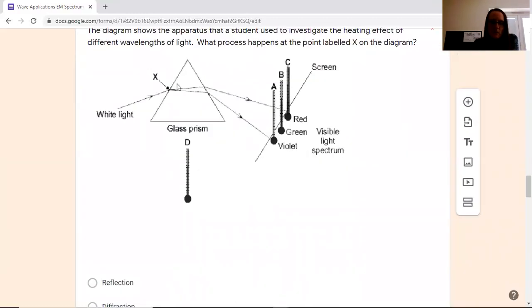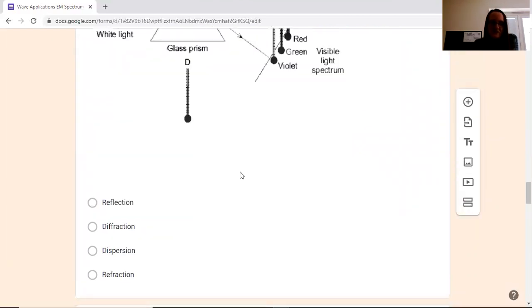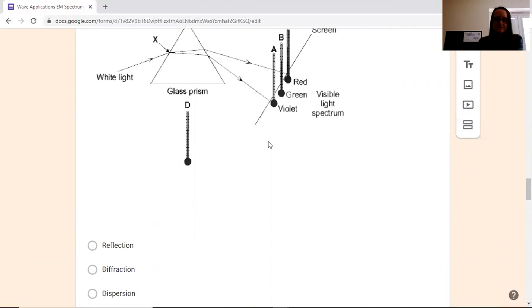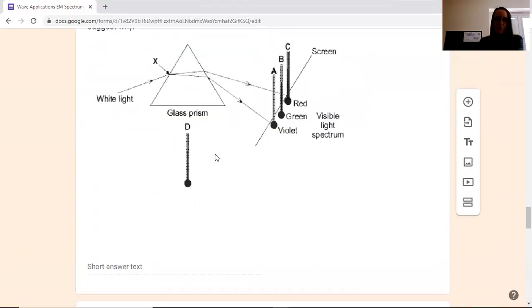Here we have a question asking us what is happening at point X. Bit of a nasty question here, because at point X, it is refraction. The whole process of dispersion, so spreading out all of those different colours in the white light, is happening over the whole thing, but at point X, what is happening is refraction of the light.